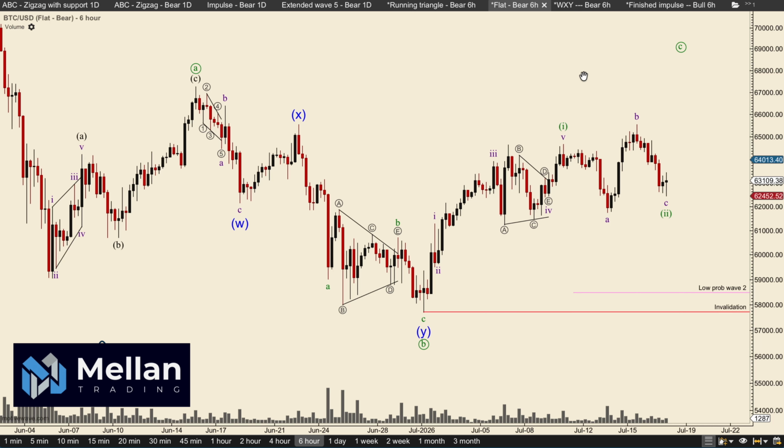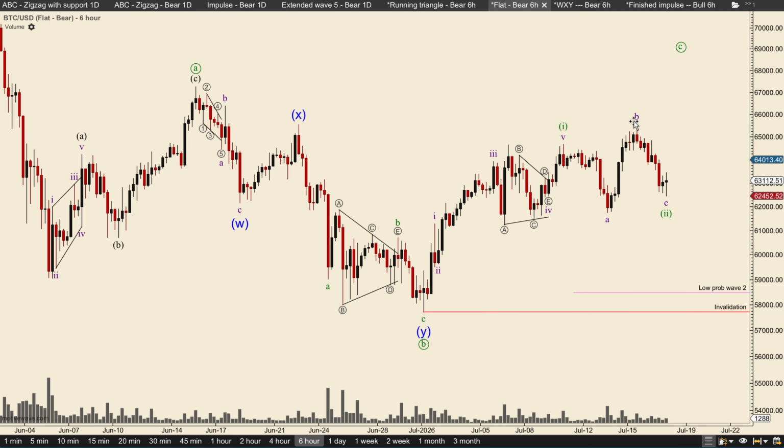Hello, so the probabilities played out from my previous video that it was a higher probability to move up, which we did, and we took out this high. But that complicated a lot of things because you need to recount this corrective structure. If I were to go into detail, it would take too long, so I just give a brief overview here.